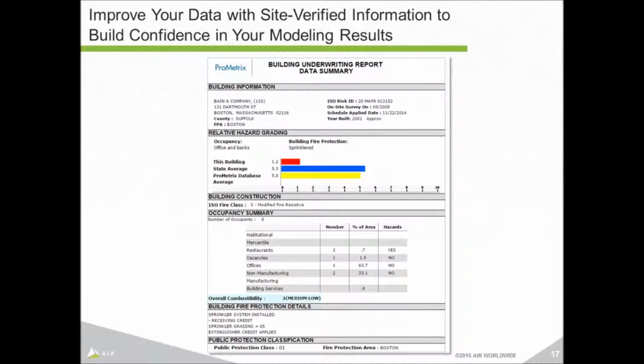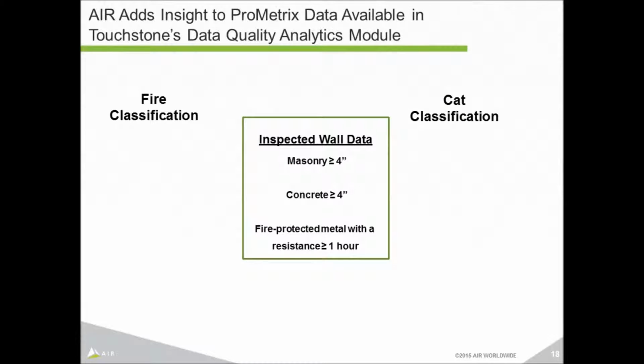AIR has been able to employ these data in developing our property-specific database, which is accessible directly within Touchstone to help companies augment their exposure data and reduce uncertainty in modeled loss estimates. Not only do we offer these data within Touchstone, but we enhance them for catastrophe risk assessment by leveraging information within ProMetrics to yield data that are more suitable for catastrophe modeling.